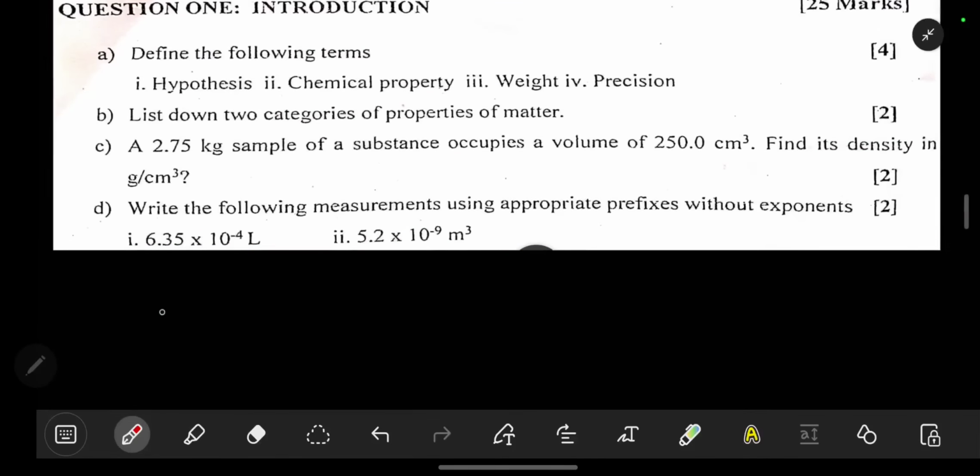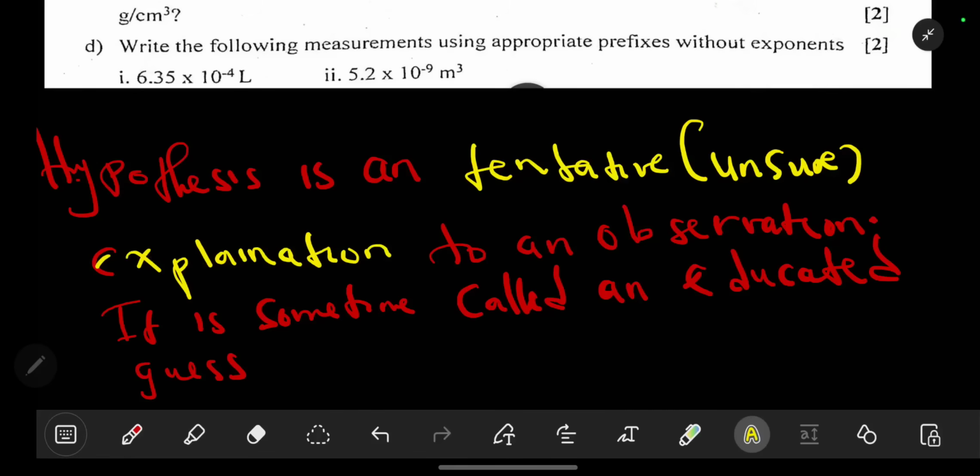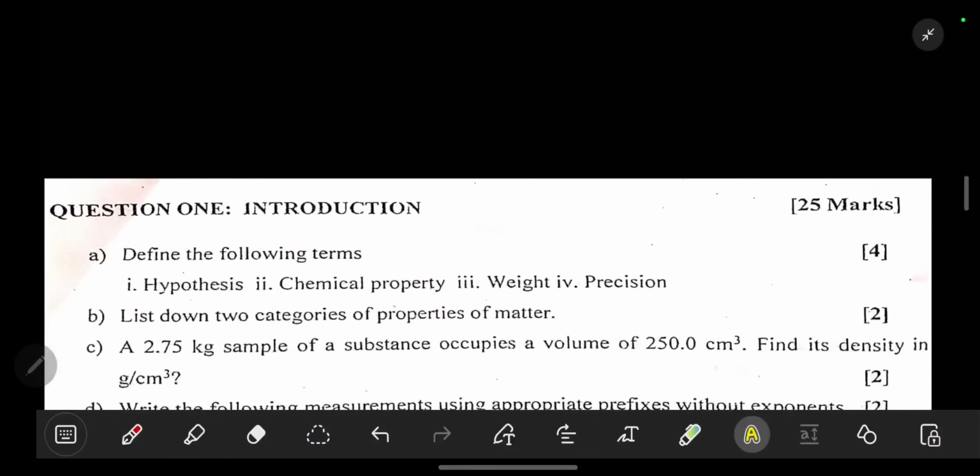Defining the following terms, we have the first one, which is the hypothesis. The hypothesis is also known as an educated guess. A hypothesis by definition is a tentative, which means unsure, explanation to an observation. So the key terms are: the hypothesis is a tentative, which simply means unsure, explanation to an observation. When we're looking at hypothesis, it is also termed as an educated guess most of the time. So let's move on to our next definition.